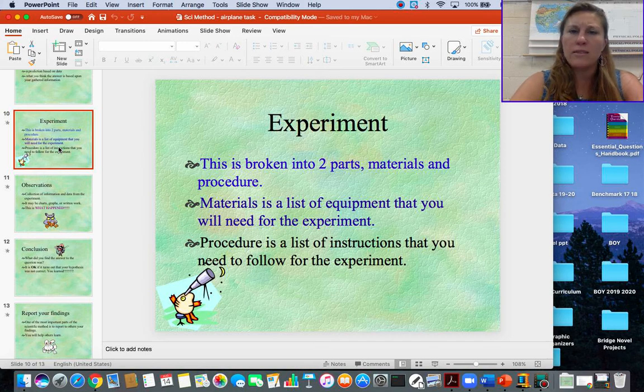In your case this week, you'll be doing an airplane experiment. So you're going to need materials to make paper airplanes. You're also going to need a list of instructions that you'll need to follow the experiment. That way, if somebody wants to do your experiment again, they have an idea of what you did so that they can duplicate it.